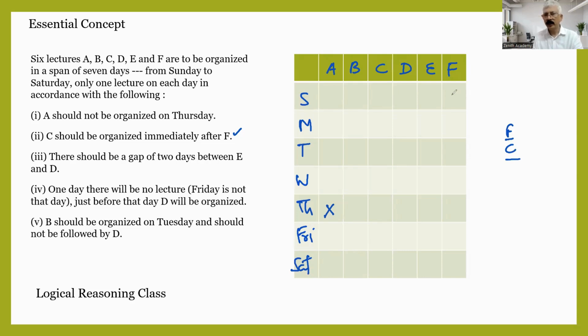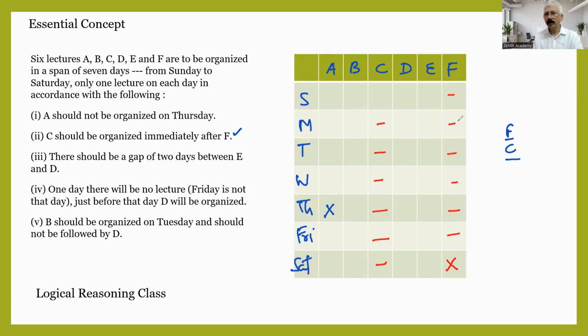So if F is on Sunday, then C on Monday. If F on Monday, then C on Tuesday. If F is here, then C is here. What about this? If I take lecture F on a Saturday, then C should be after lecture F. But after lecture F means after Saturday, and your program is only this 7 days program from Sunday to Saturday. So it means C is going to be organized after closing the program. So it means lecture F you cannot take on Saturday.